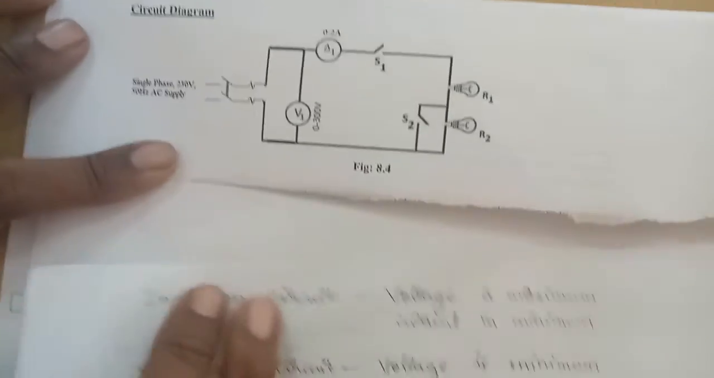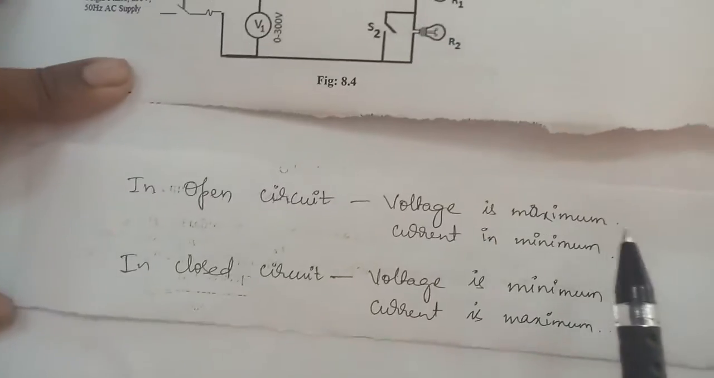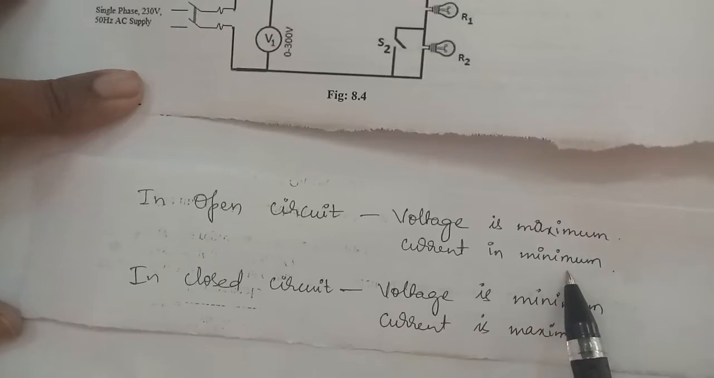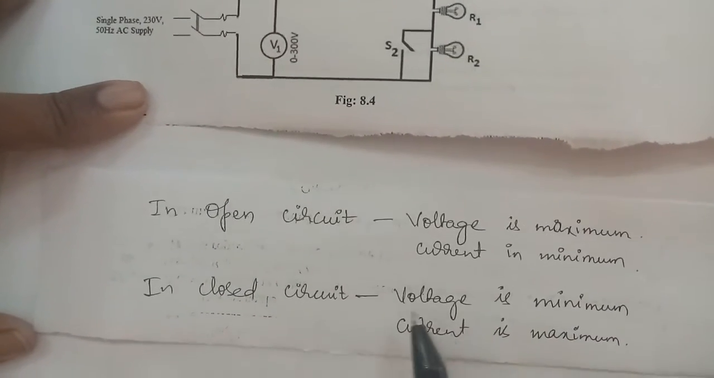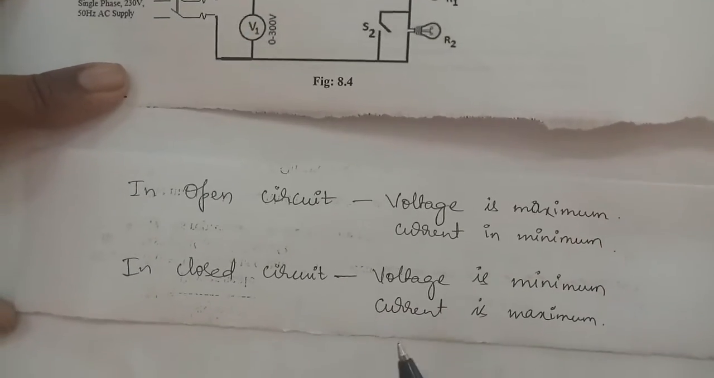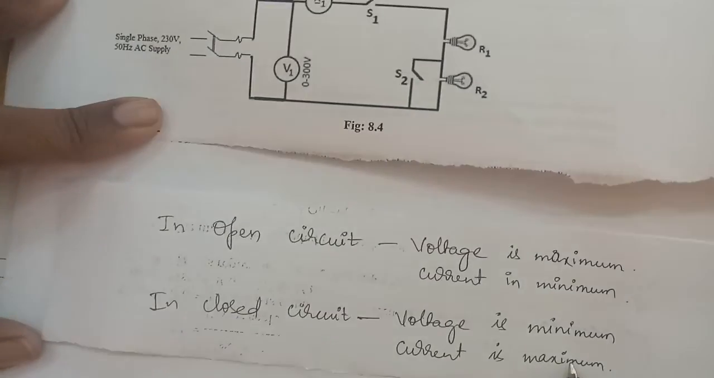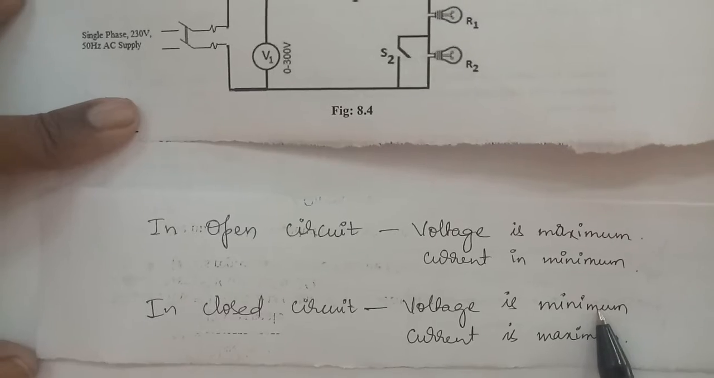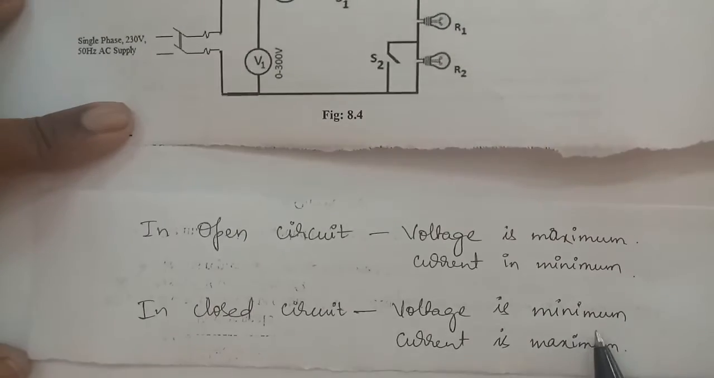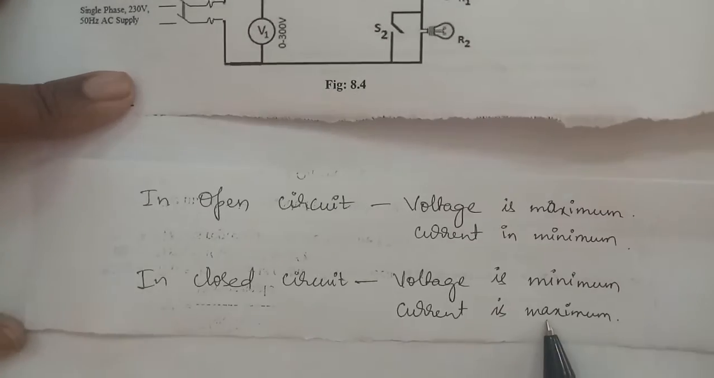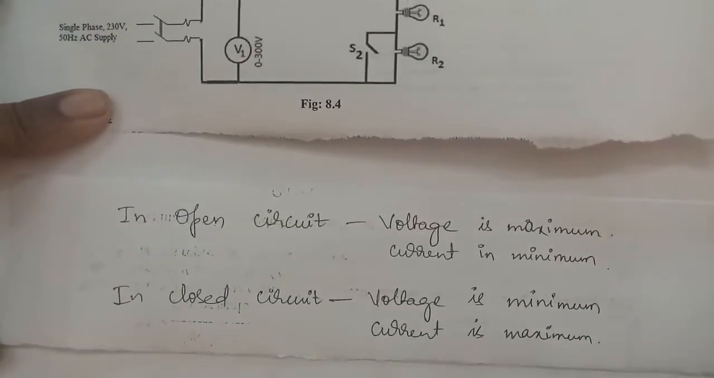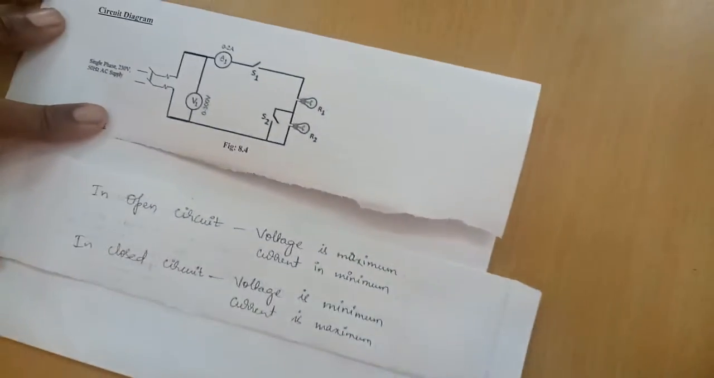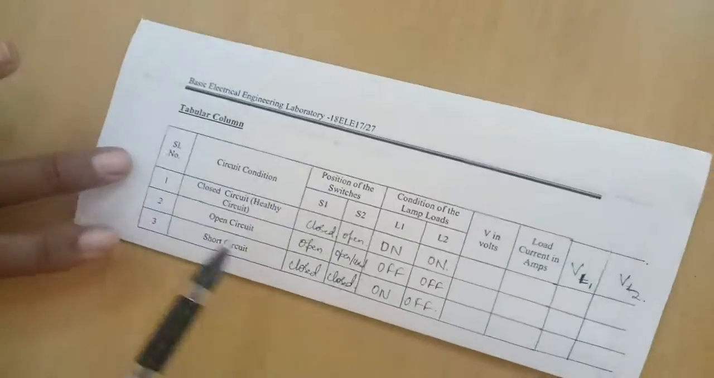See, usually in open circuit voltage is maximum and current is minimum, whereas in closed circuit voltage is minimum, current is maximum. It is almost, see, in closed circuit voltage is almost 0, but practically it won't be 0, so it is minimum, whereas current is maximum. So that we are going to study here. So this is the tabulation of that.